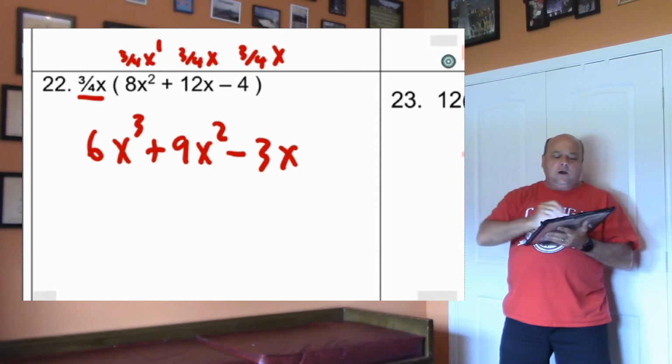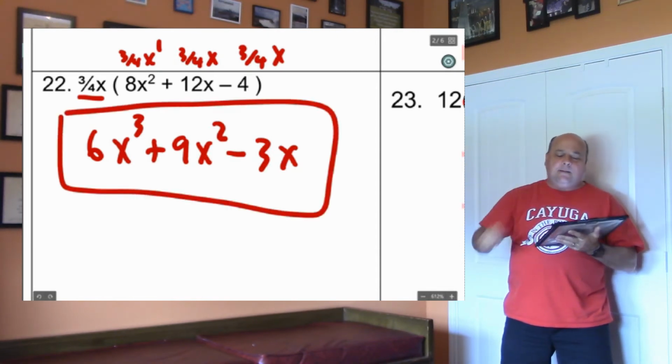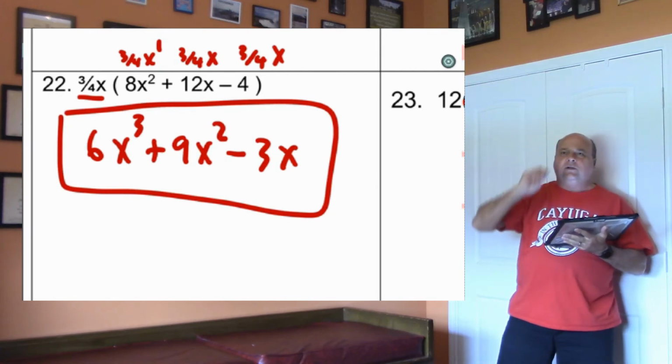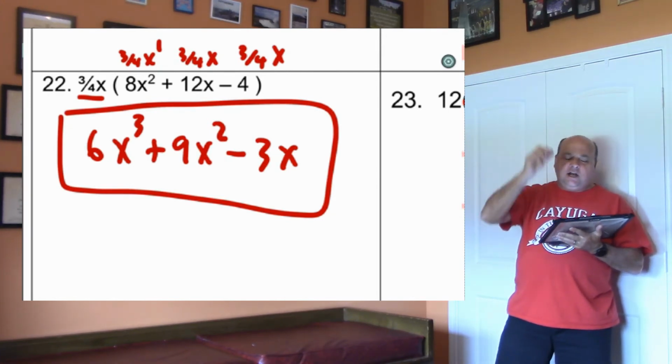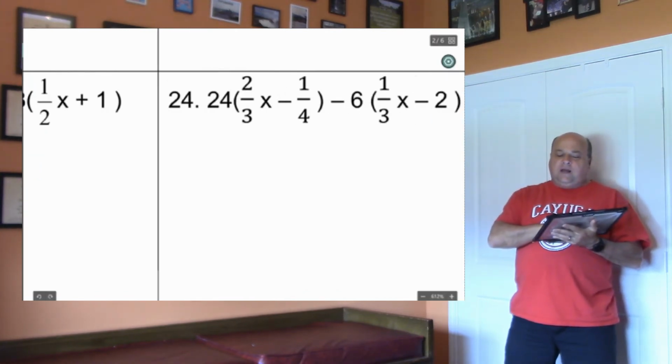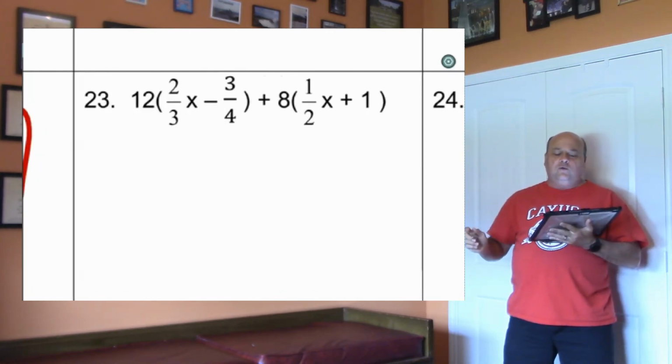Sign, number, letter. I got my answer. That was not hard, was it? You got this, okay? Piece of cake. Continuing on. Oh, this one looks like fun. This will be the last one I help you out with. You can do the other one on your own.